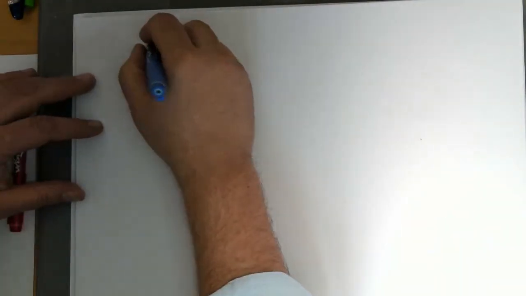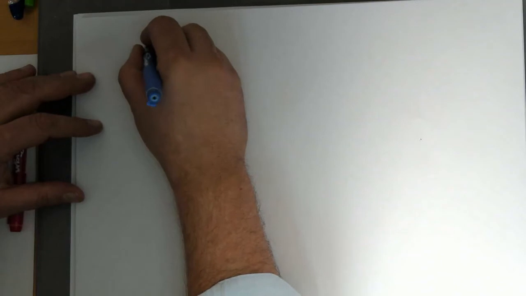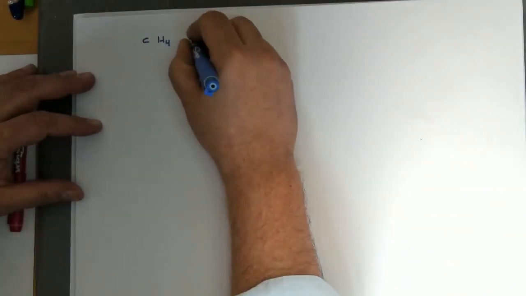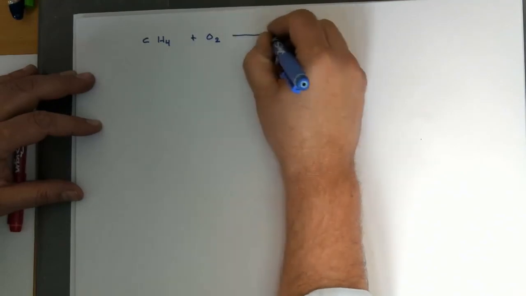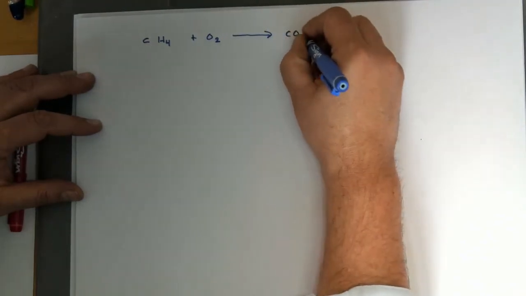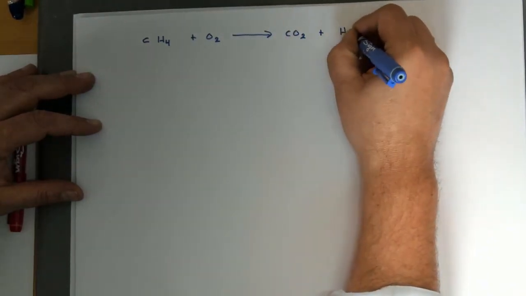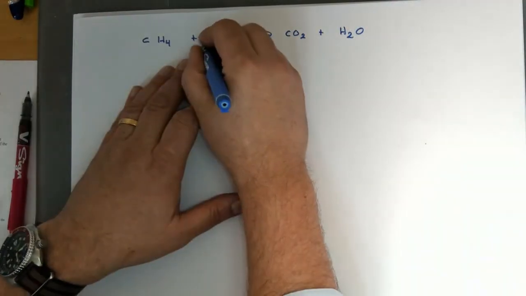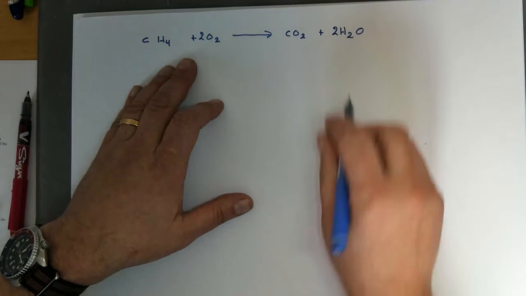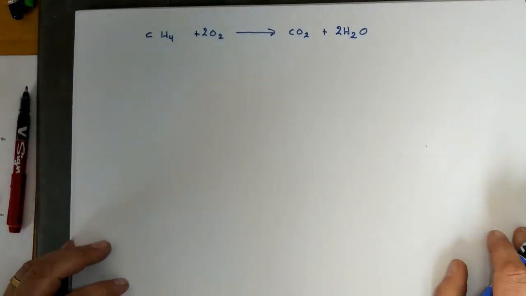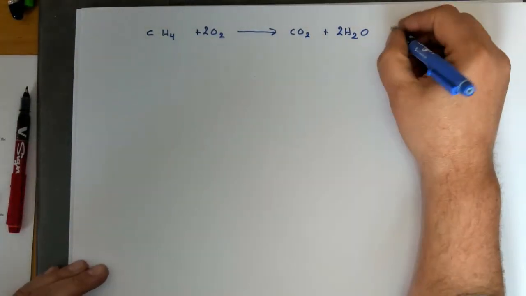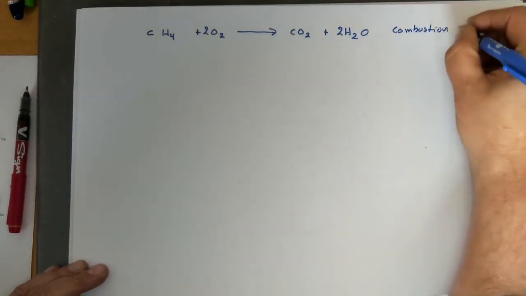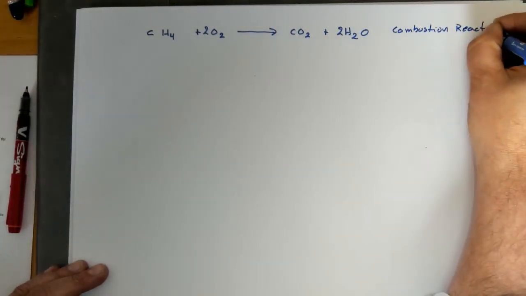Let's look at a typical chemical reaction that we've worked with before. We have CH4 plus O2 makes CO2 plus H2O. Now, if we balance this correctly, we know that we have two of these and we have two of those in order to make sure that everything is balanced. And this is just a combustion. This is a combustion reaction.